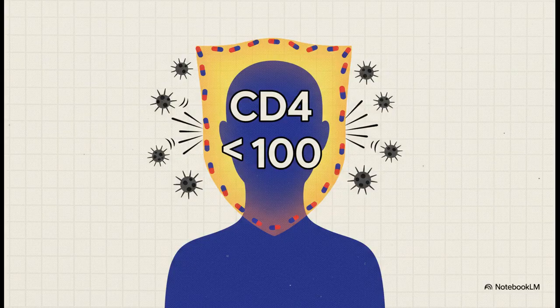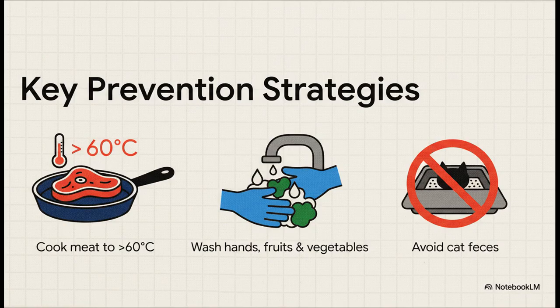And for those at the absolute highest risk of that dangerous reactivation, specifically AIDS patients whose immune systems are severely compromised, which we define as a CD4 count below 100, prevention is really the best medicine. Prophylactic drugs are given to stop those dormant cysts from waking up and causing that deadly encephalitis. But when it comes right down to it, prevention is about a few simple but really powerful actions that break that chain of transmission. Cooking meat above 60 degrees Celsius, that kills the tissue cysts. Thoroughly washing your hands and your produce, that gets rid of the environmental oocysts. And for people at high risk, avoiding contact with cat litter is just paramount. These really practical steps are our best defense.